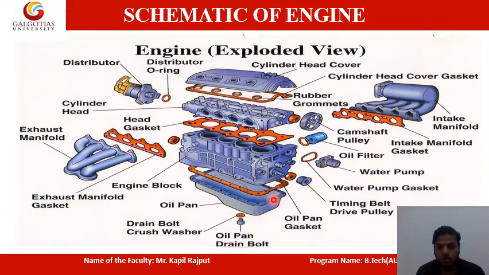At the bottom you can see the oil is collected for lubrication. This is the oil pan. You can see the drain hole for the oil pan, so the oil can be drained when required, and this is the gasket. Another gasket. This is known as the oil pan gasket.